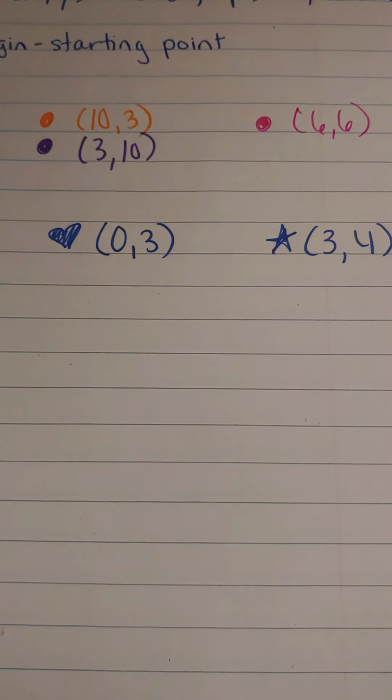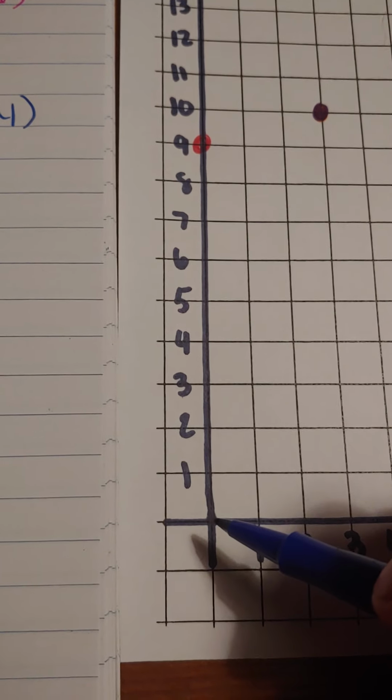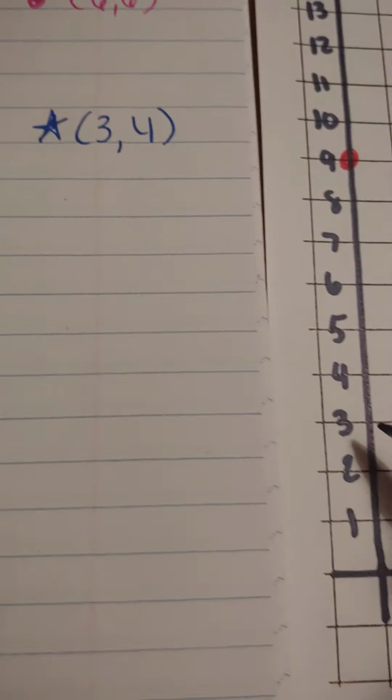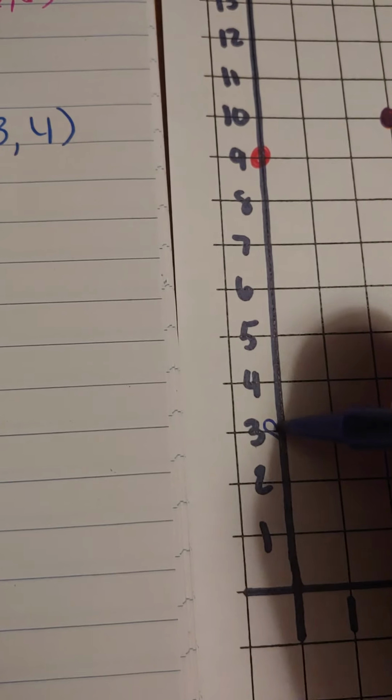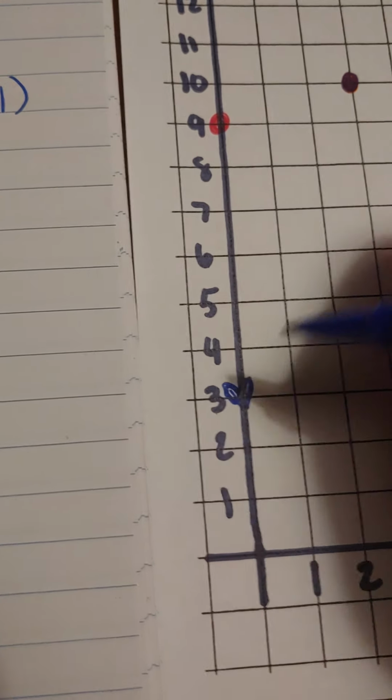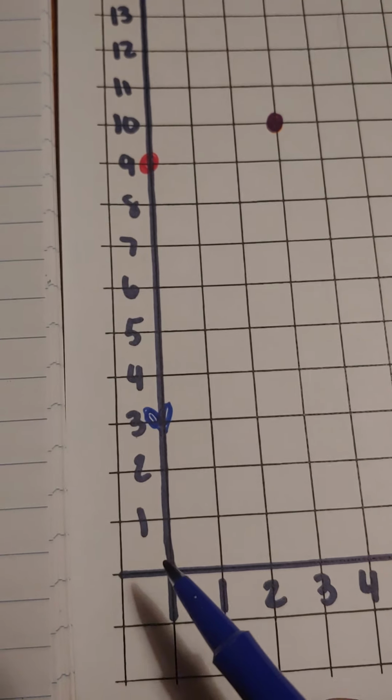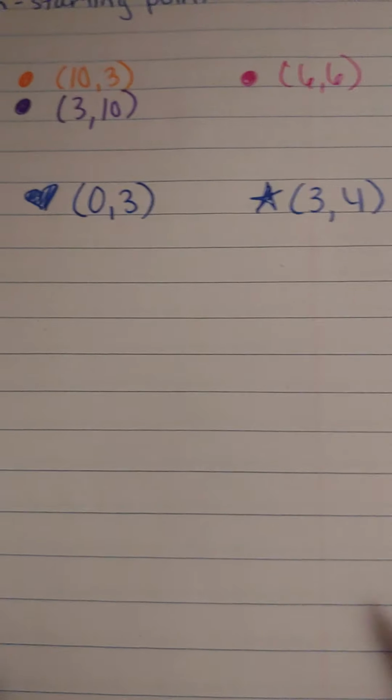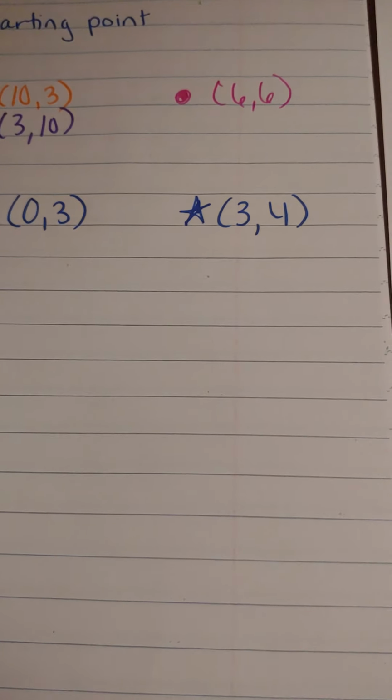Now my 0, 3 is a heart. So over 0 and up my y-axis to 3. So I'm going to draw a heart there. So that's over 0, up 3. Over 0, up 3.